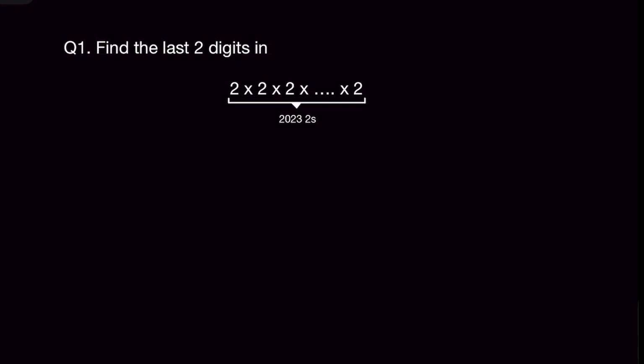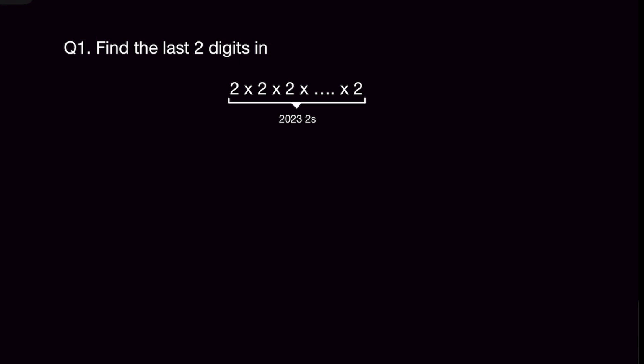Okay, so let's look at the first question first. In the first question, it says that we want to find the last two digits in 2 times 2 times 2 for 2023 times. Okay, so how do we solve this question?